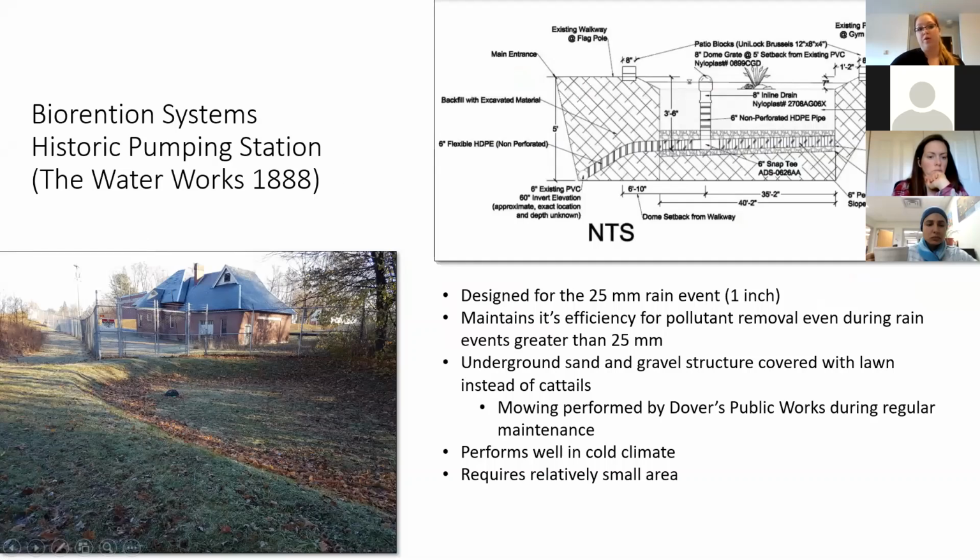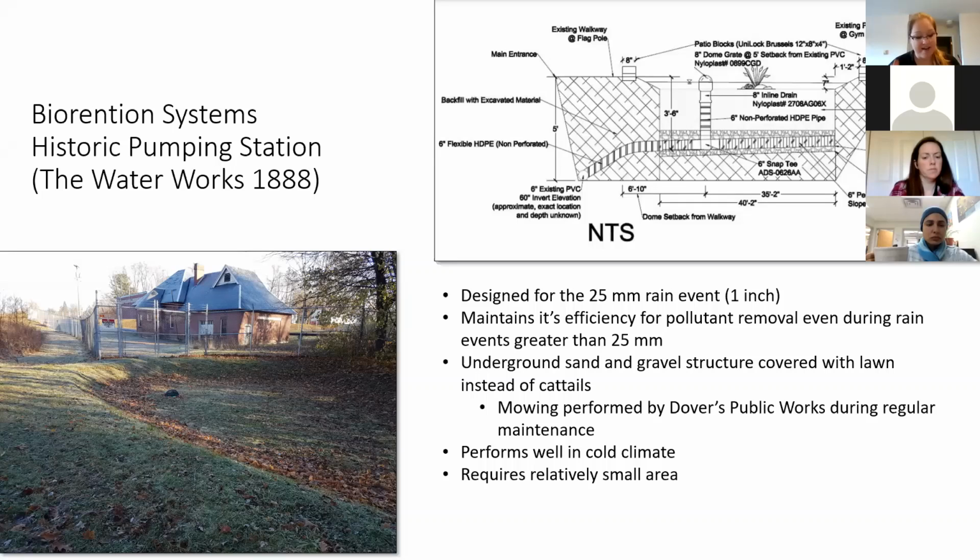Right next to that same building, the historic pumping station, they installed a second system. This bioretention system is basically the same thing, except that the surface is planted with grass. As with most systems that we're going to see in this presentation, they are all designed for the 25mm rain event, or the 1-inch rain event. They chose to focus on water treatment of the everyday storm rather than size it for the 1 in 10 year or 1 in 100 year storm.